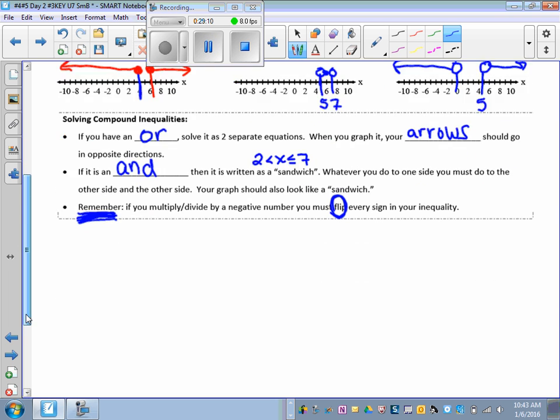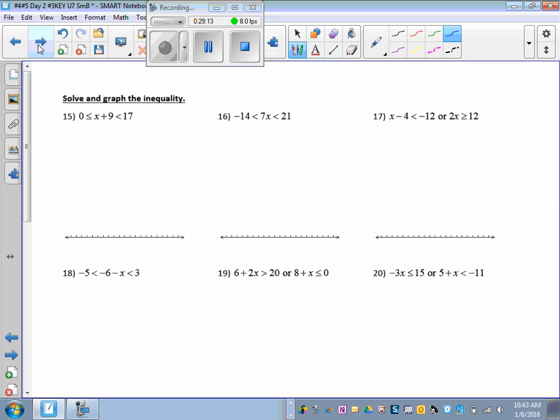So let's go take a look at a couple examples. All right, number 15. Is this an and or an or? It's an and. It's written as one inequality. So these are my favorite ones to solve. To get x by itself, what would we have to do? If I just had x plus 9 equals 10, what would I do to solve for x? You would subtract your 9, right? Well, to get x by itself here, same thing, I still have to subtract 9.